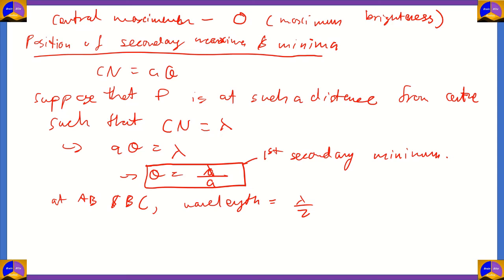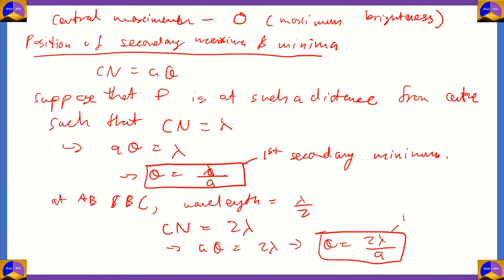Similarly, the point P on the screen is at such a distance from the center such that CN, that is the path difference, is equal to 2 lambda. That means a theta is equal to 2 lambda, or theta is equal to 2 lambda by a. This is at the point of secondary minimum.